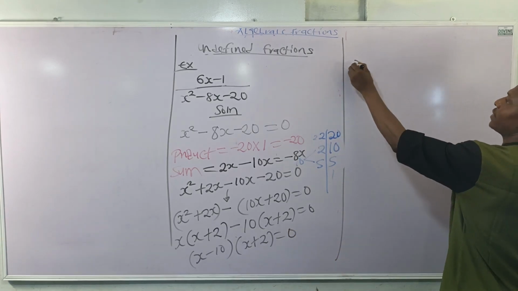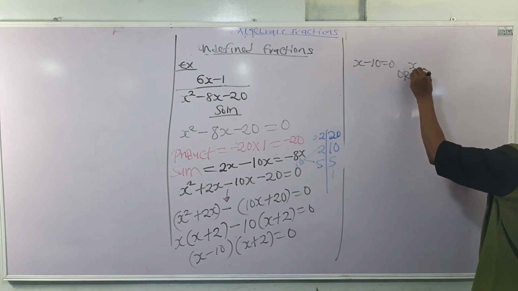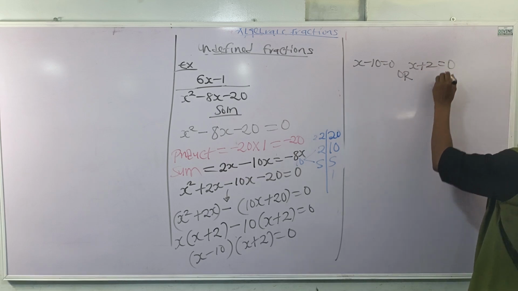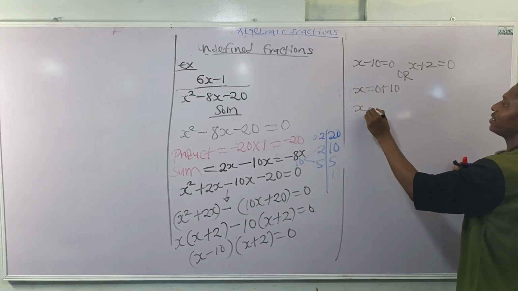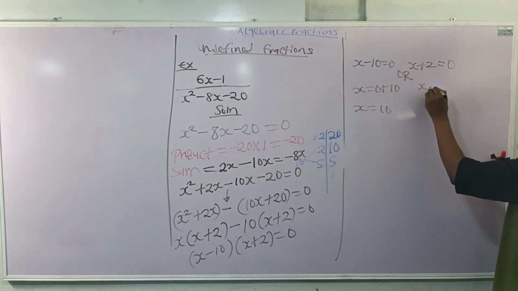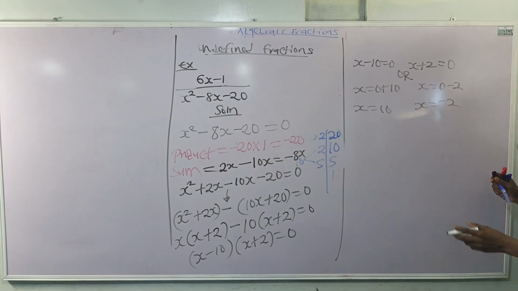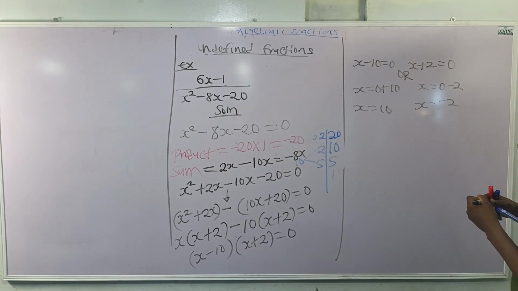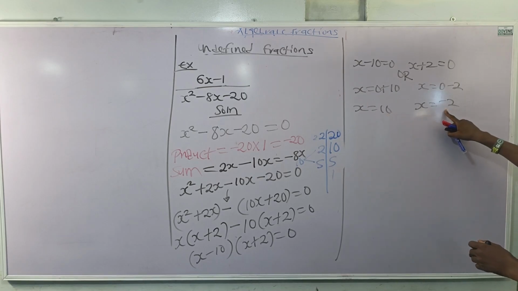Therefore, I'll have x minus 10 equal to 0, or x plus 2 equal to 0. And x will be equal to 0 plus 10, and x is equal to 10, or x equals 0 minus 2, and x equals minus 2. So therefore, the fraction is undefined when x is equal to 10, or when x is equal to minus 2.